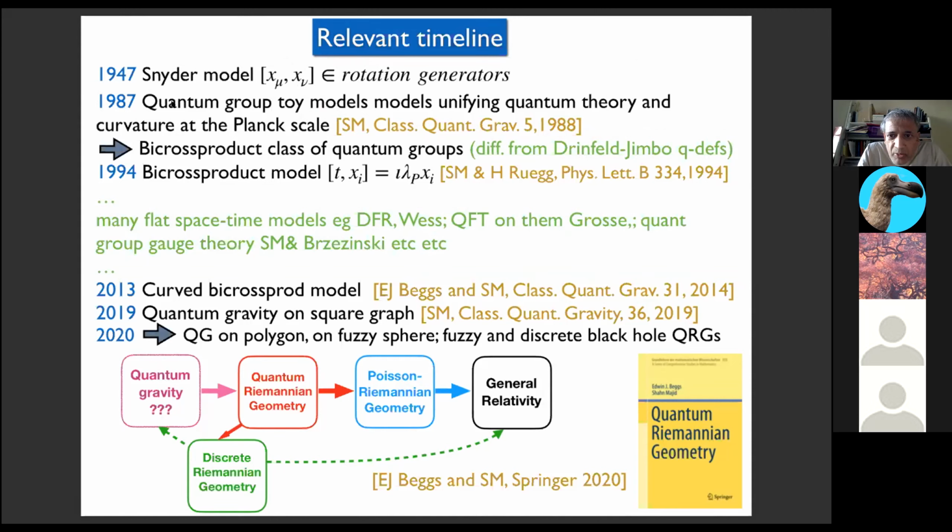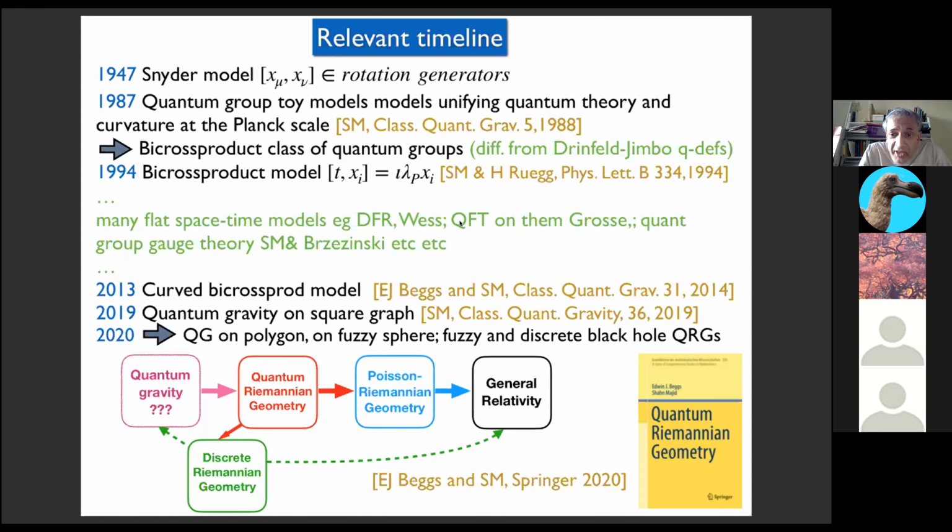Now, the quantum group models, maybe opinion differs, but the first paper I know of was my own paper, which uses quantum groups to describe Planck scale physics. That's in this paper here. And where I was coming from was this class of new quantum groups called bicrossproduct quantum groups. And the first space-time model coming out of that is really this one, which is with Henri Ruegg. And so I'll say a bit more about that. There are many others, Doppler, Fredenhagen, and Roberts, papers by Western collaborators.